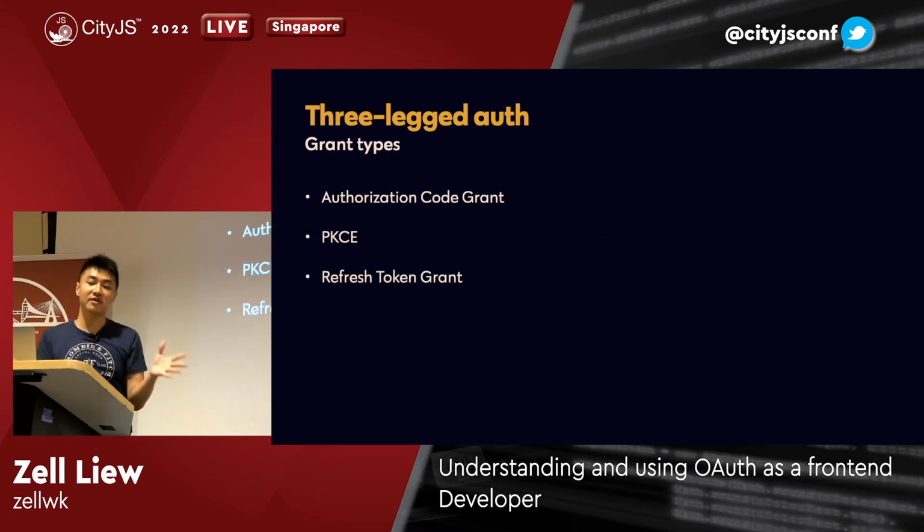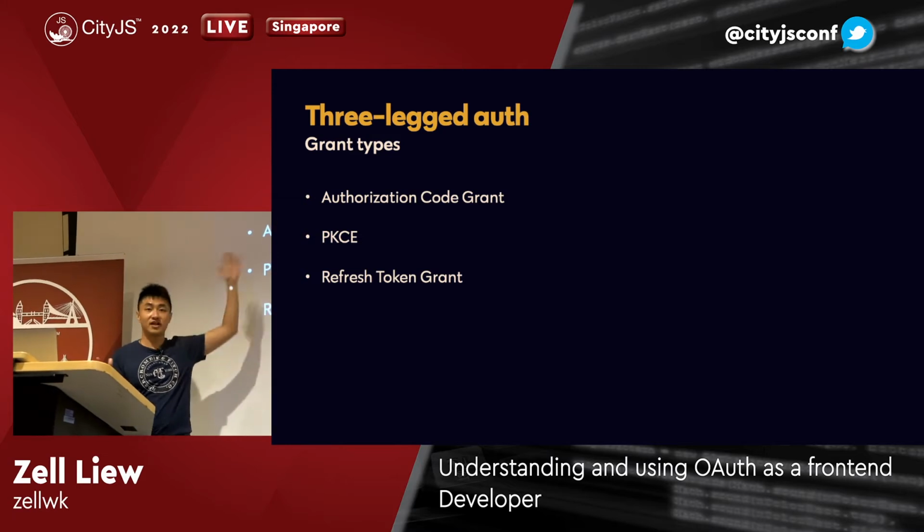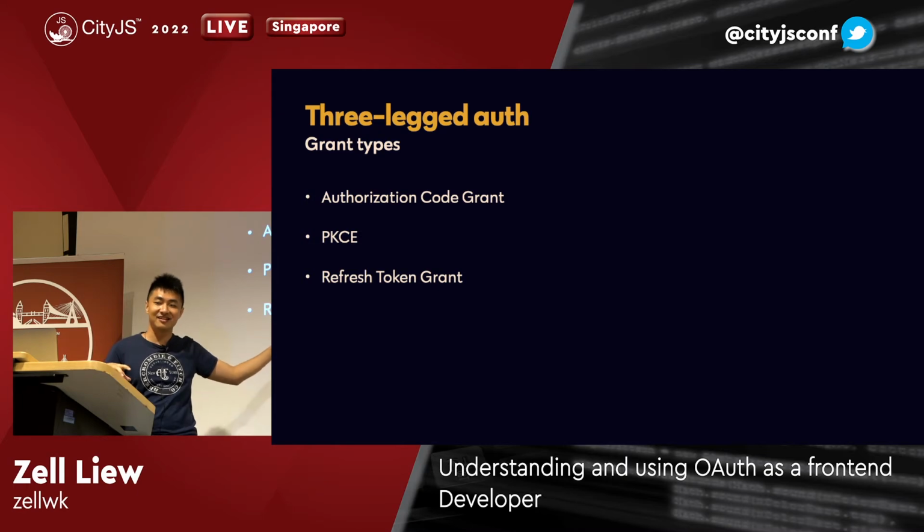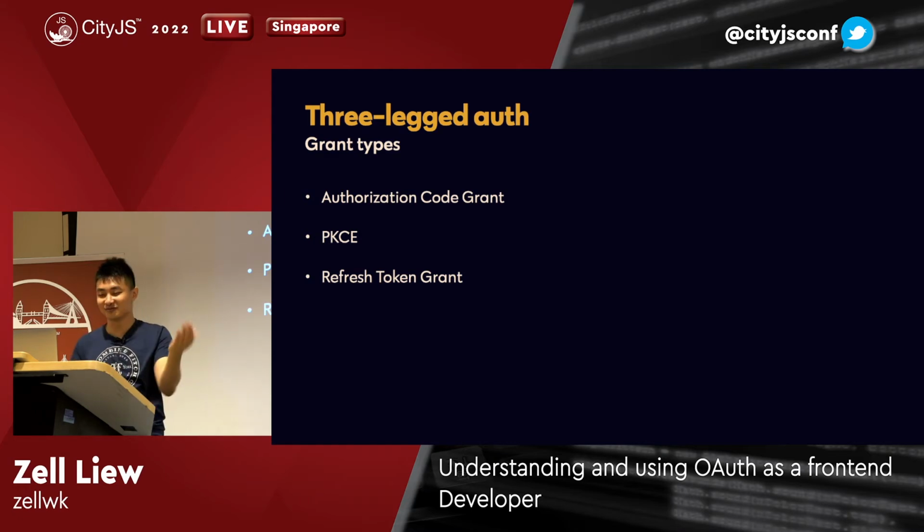To implement three-legged auth, you can use Authorization Code Grant, PKCE, or Refresh Token Grant. I kind of lump them together, but it's not exactly like you can use Refresh Token Grant straight away. To do Refresh Token Grant, you need to use either Authorization Code Grant or PKCE first. Then you get the refresh token from that, and then you can use the refresh token grant. We'll walk through them step by step.